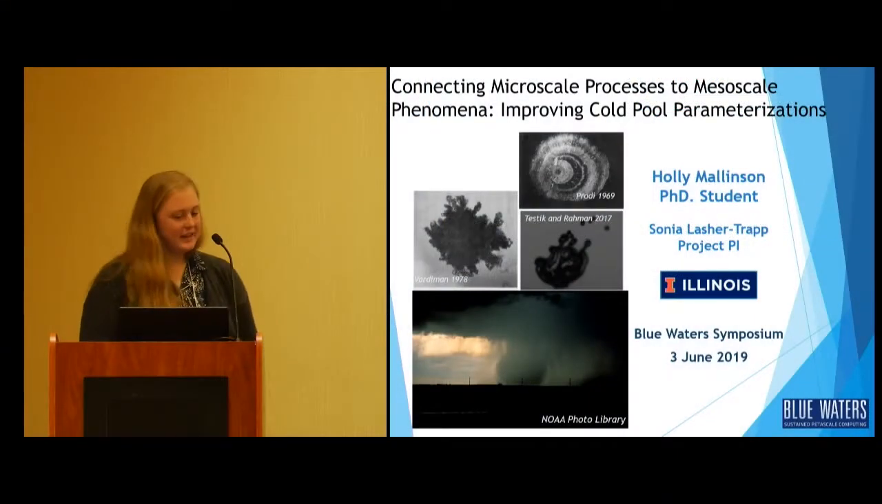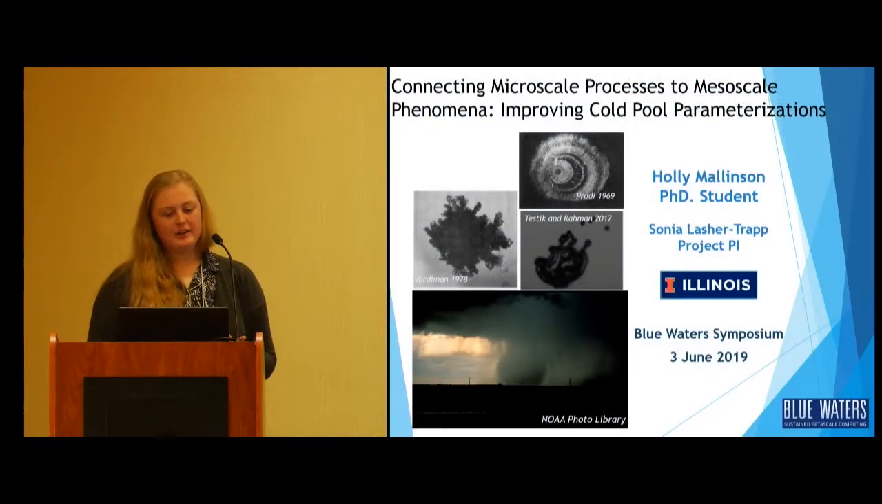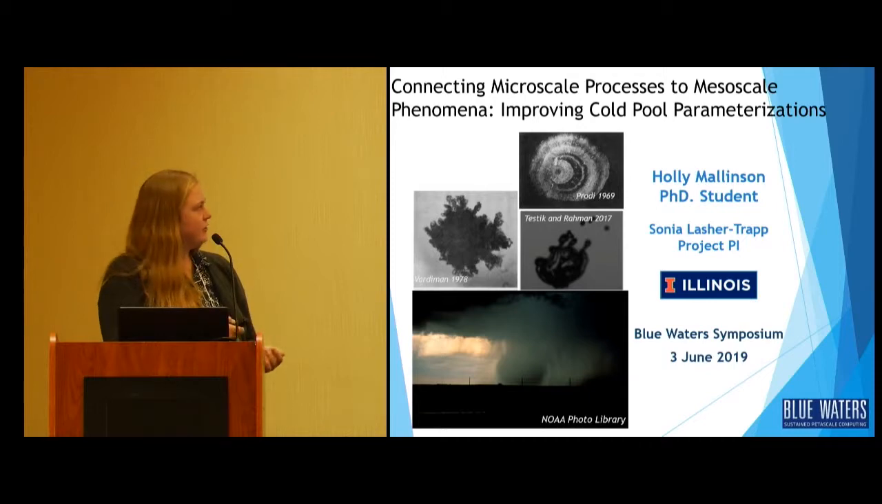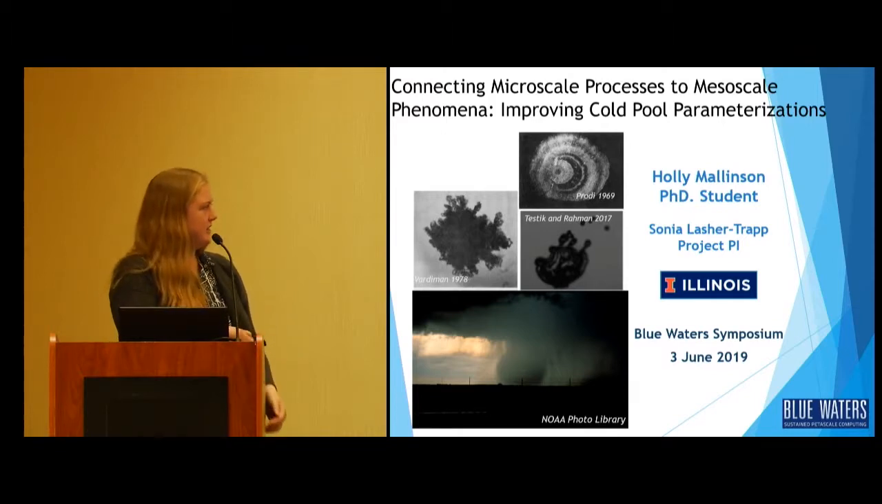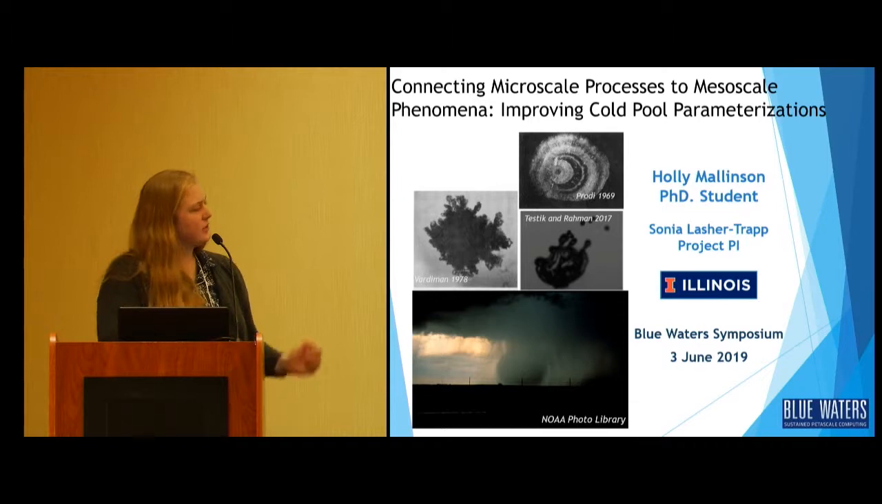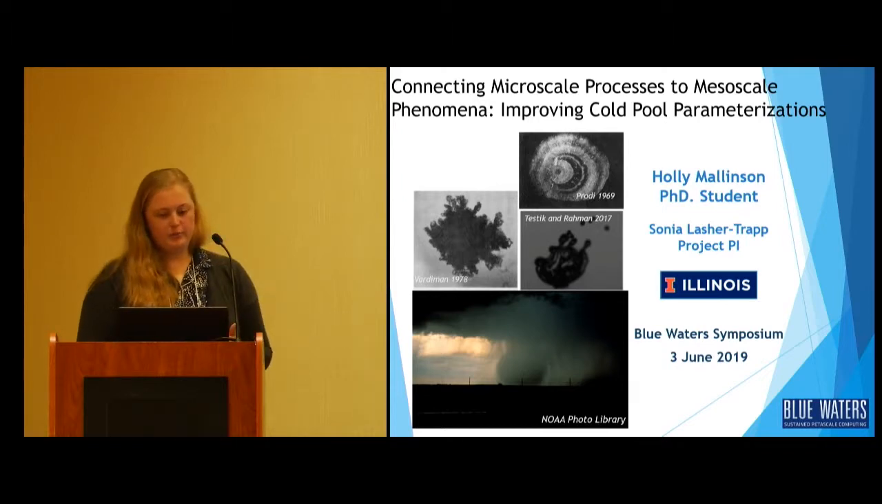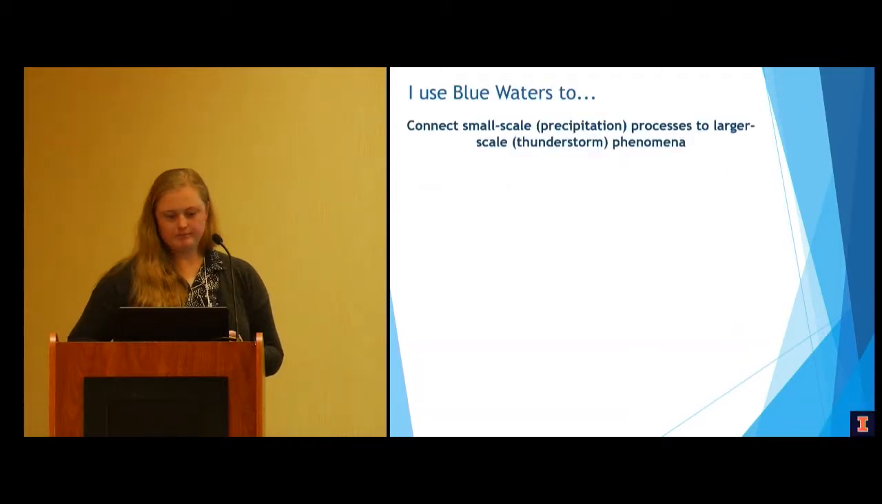Okay, thank you. So as mentioned, I'm going to be talking about how we use Blue Waters to connect microscale processes, processes that involve the formation of different hydrometeors, like graupel pictured on the left, and then hail, and then rain, and connecting these to mesoscale and thunderstorm phenomena such as downdrafts pictured here at the bottom, ultimately to try and improve cold pool parameterizations within larger scale models.